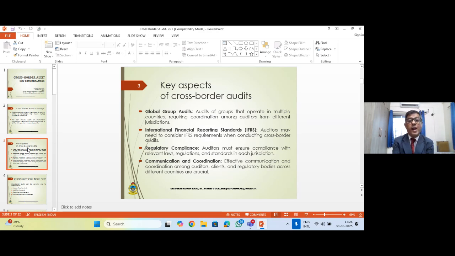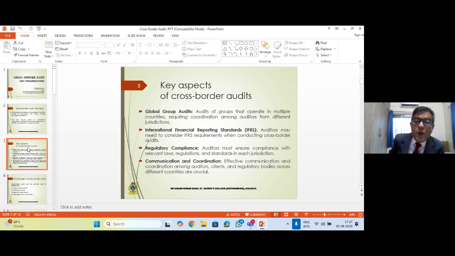These are the key aspects, not the considerations. Considerations I'll come to later on. The second one is the international financial reporting standards. So you know, auditors may need to adapt, depending on whether the companies are following IFRS or not.